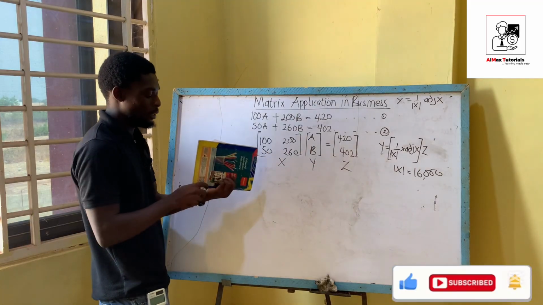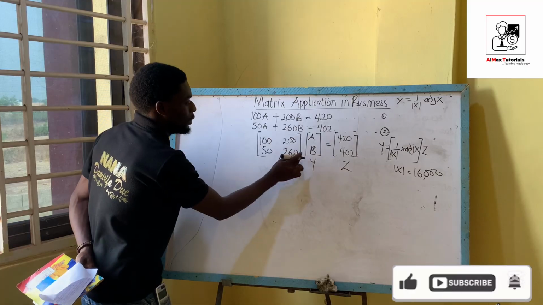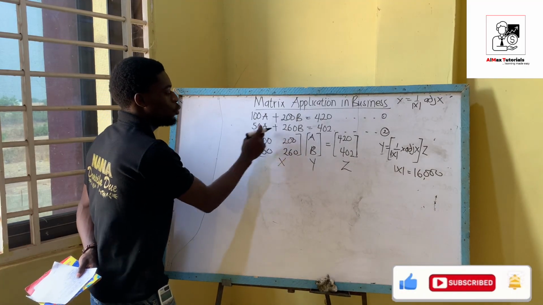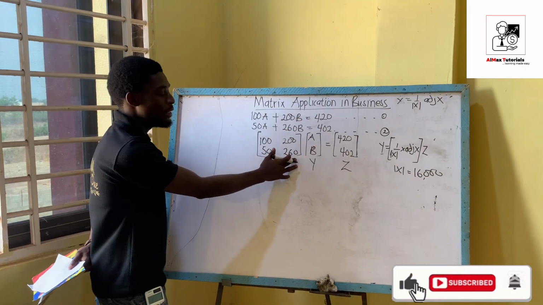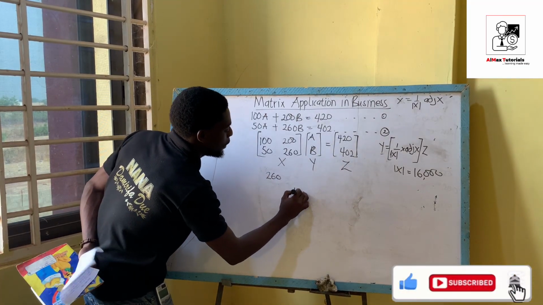So going by the simple way, you interchange the principal diagonal, which is 100 and 260. So the 100 becomes 260, then the 260 becomes 100. So we are going to have 260, then 100.